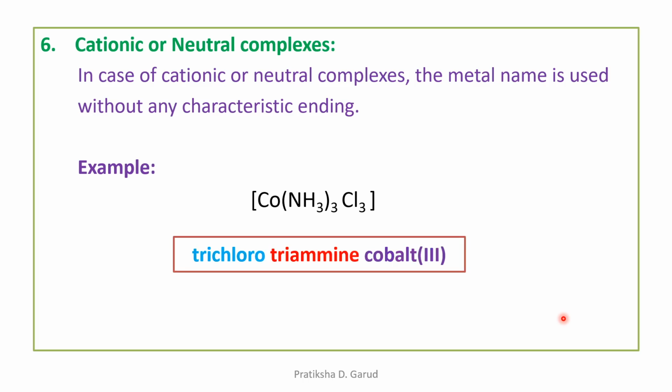It is named trichlorotriamine cobalt plus 3. In case of this metal, we do not have any special ending because it is a neutral complex. Okay, this is rule number 6.